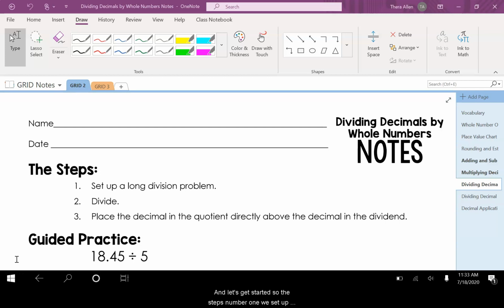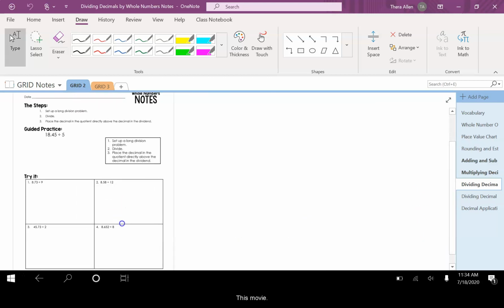So the steps, number 1, we set up a long division problem. We divide and then we place the decimal in the quotient directly above the decimal in the dividend. Really simple, so let's go ahead and get started.